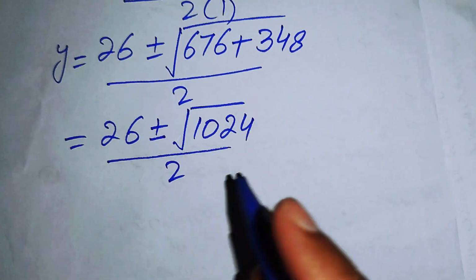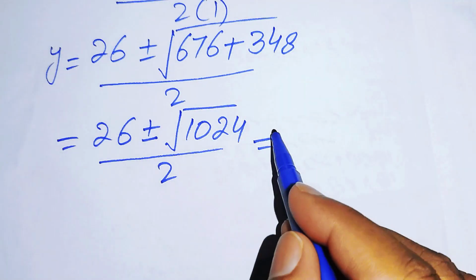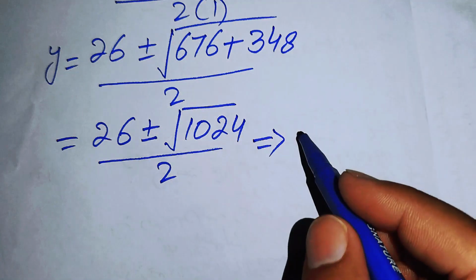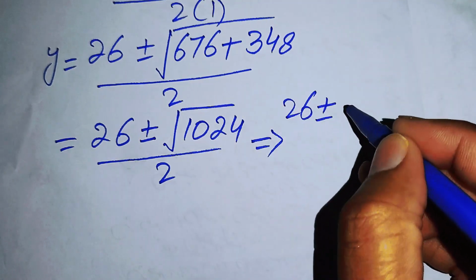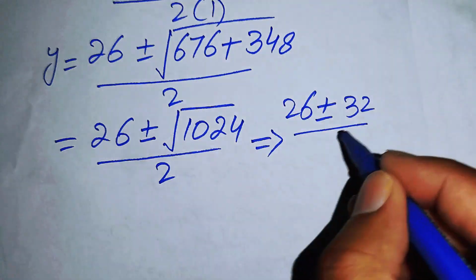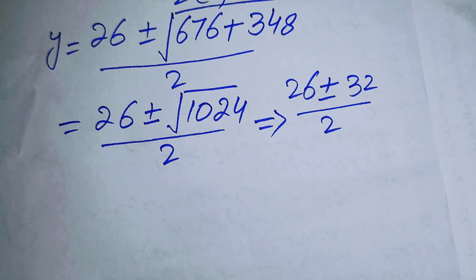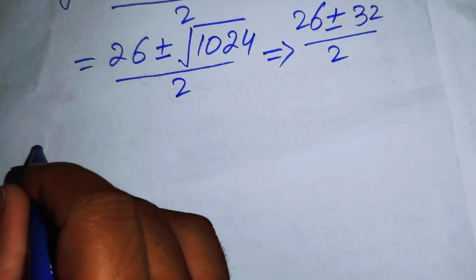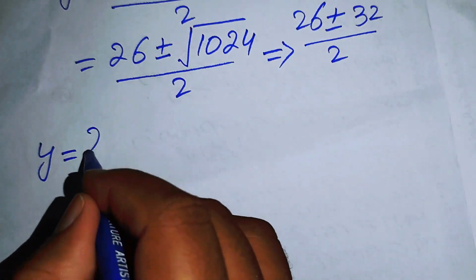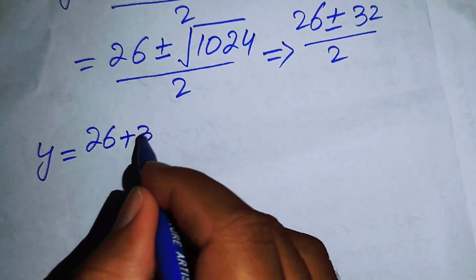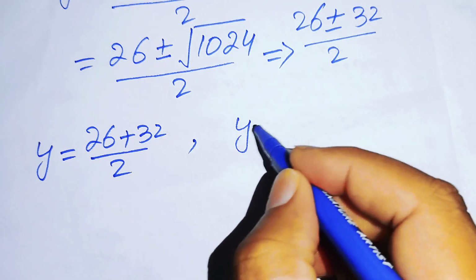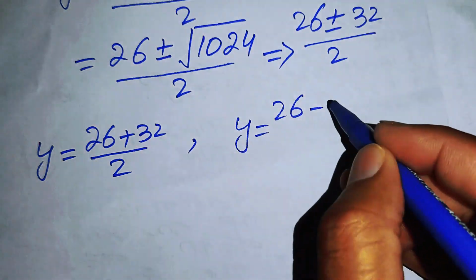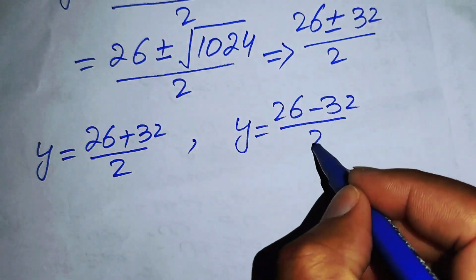So here the square root of 1024 is equal to 32, and you get 26 plus minus 32 over 2. So here you have two cases. The first case is we take y is equal to 26 plus 32 over 2, and the other case is we take y is equal to 26 minus 32 over 2.